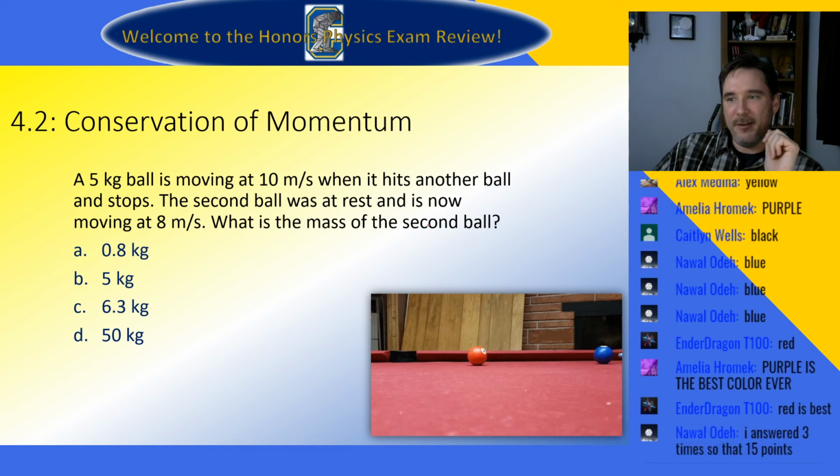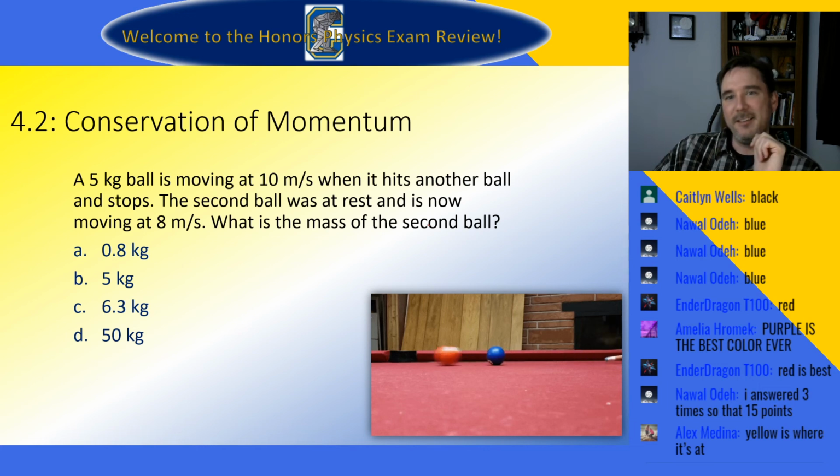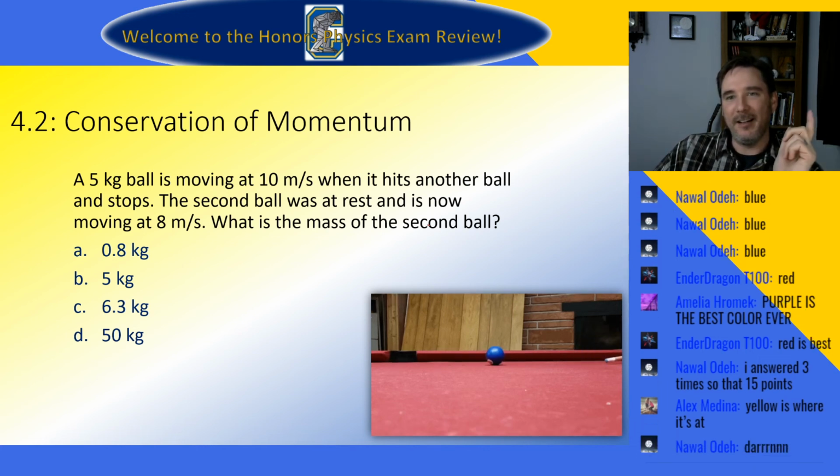You've got a 5 kilogram ball moving at 10 meters per second, and it hits another ball and it stops. 5 kilogram ball moving at 10 meters per second, and it hits another ball and stops. So in this GIF, it's the blue ball hitting that, what is that, orange ball? Red ball. And the second ball was at rest. It's now moving at 8 meters per second. What is the mass of the second ball? Now, ignoring the fact that they're pool balls and they're probably the same mass, forget that. What is the actual mass of the ball?